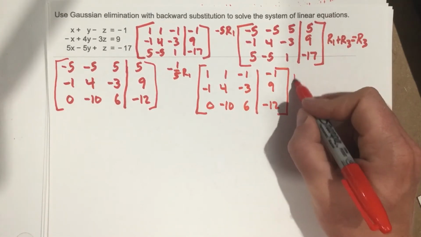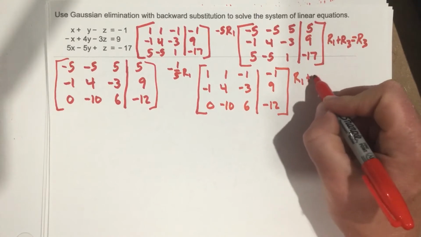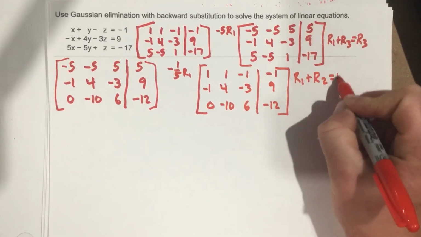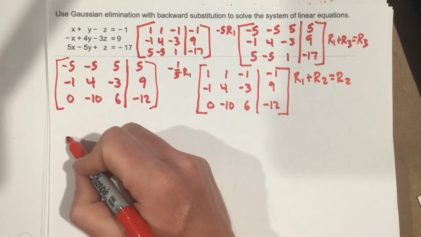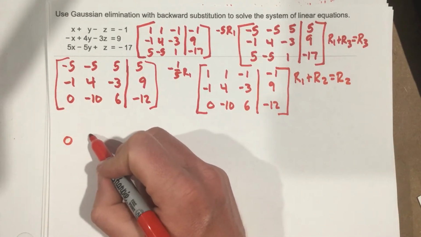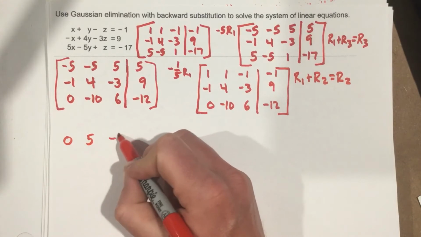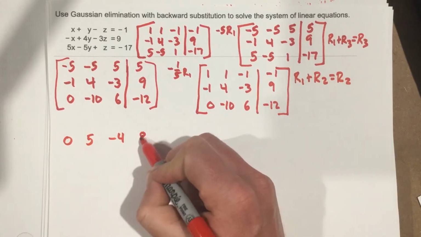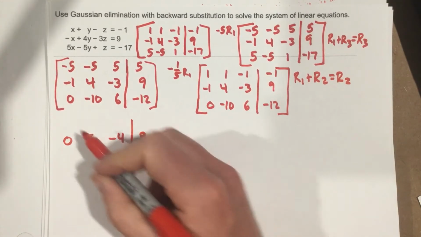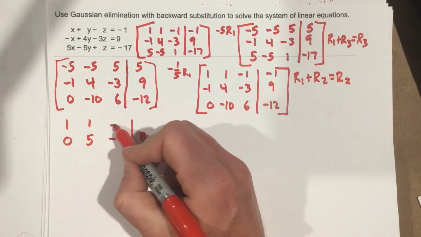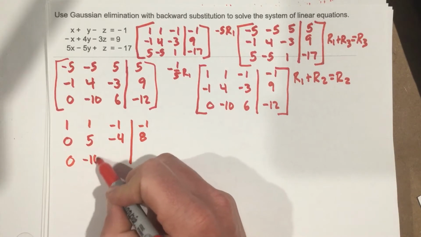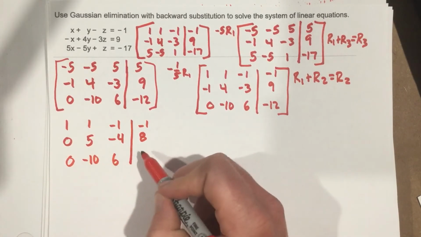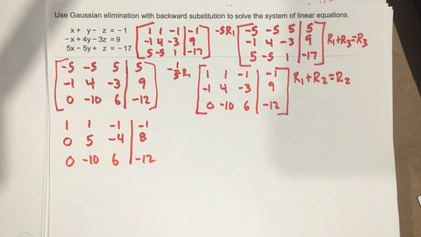I'm going to take row 1 and add it with row 2 to get row 2. When you do that, you end up with 0, 5, negative 4, 8, 1, 1, negative 1, negative 1, and 0, negative 10, 6, negative 12.